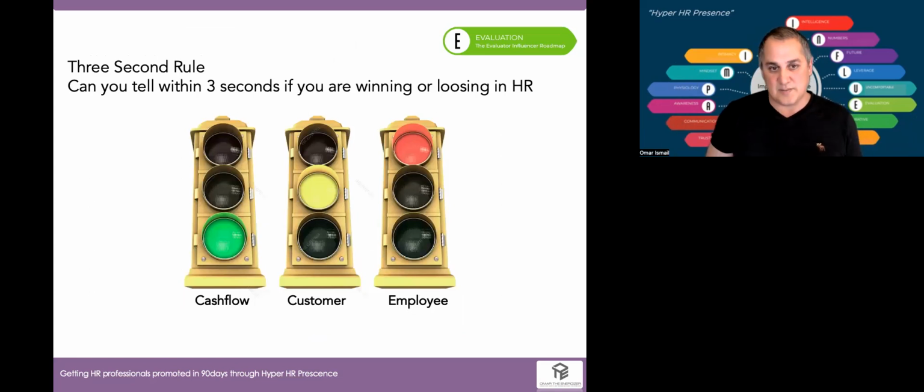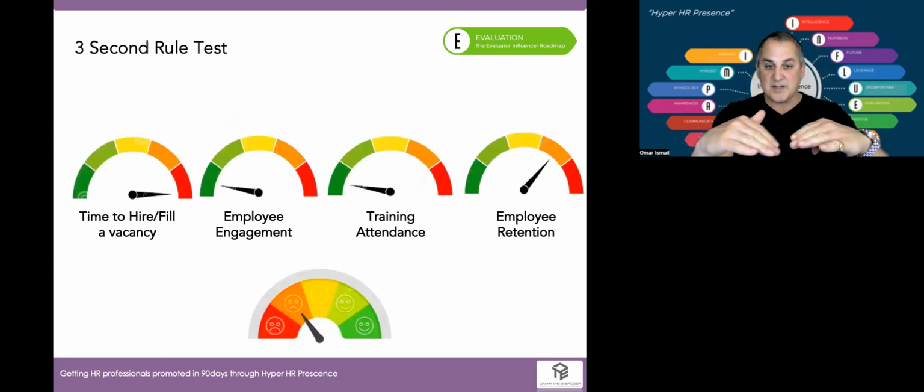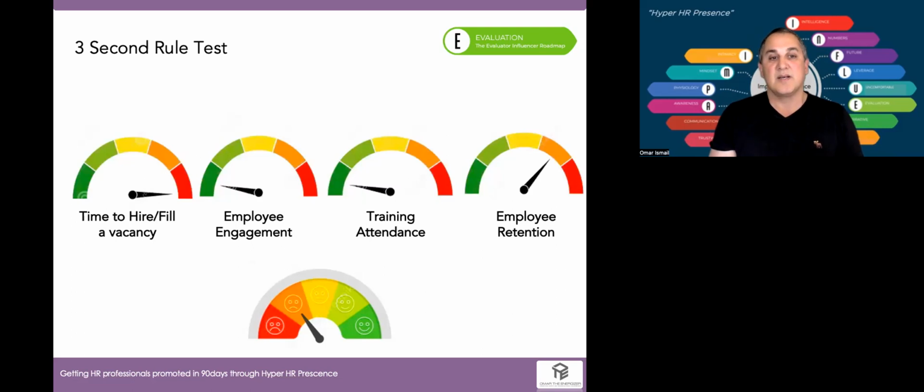It's the traffic light system. Within 3 seconds, I know that we've got a problem with the employee. We're doing great when it comes to making money. This is the 3-second rule stuff that you need to get. Again, there's speed dials. And I put in at the bottom here, you can see the smiley faces just in case people find it difficult to read, or if you didn't want to put the headings of what it is.